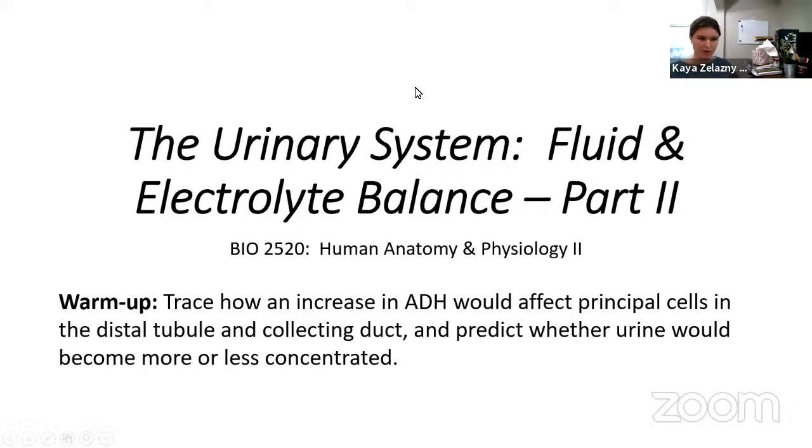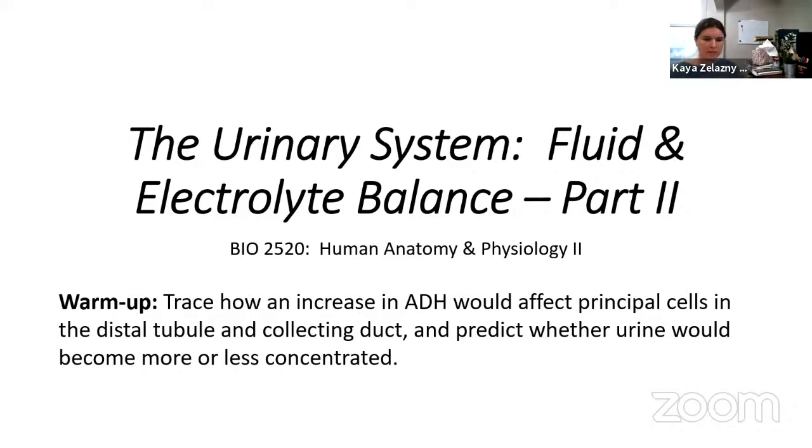Okay, hopefully that was enough time for you to take a look back in your notes and think about our hormone ADH, antidiuretic hormone, which affects our principal cells in the distal tubule, late distal tubule, and the collecting duct. So this is how we're controlling water balance, and therefore also how we're controlling blood volume, because blood volume is directly related to blood pressure. We're also controlling blood pressure with this hormone ADH.